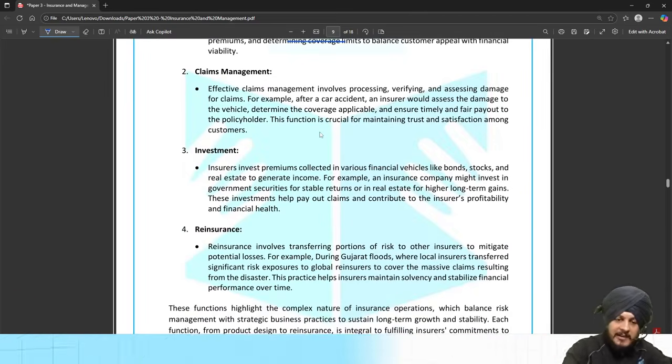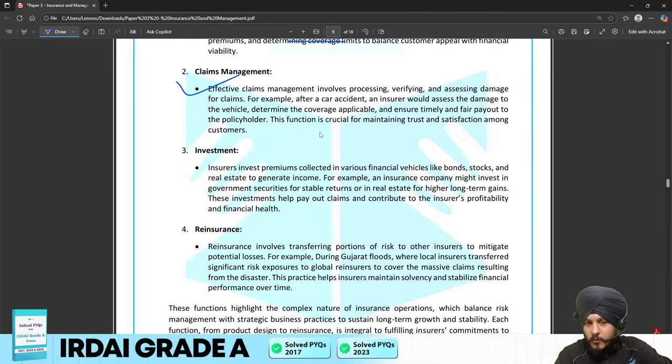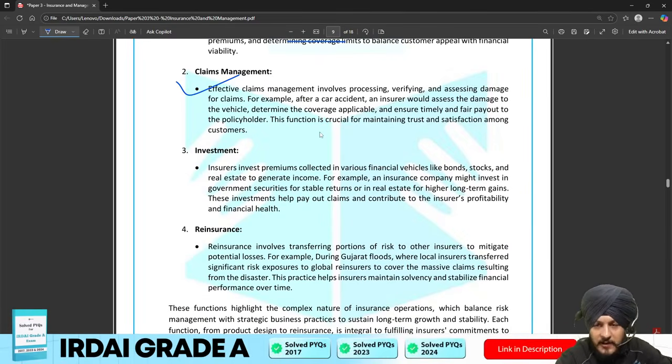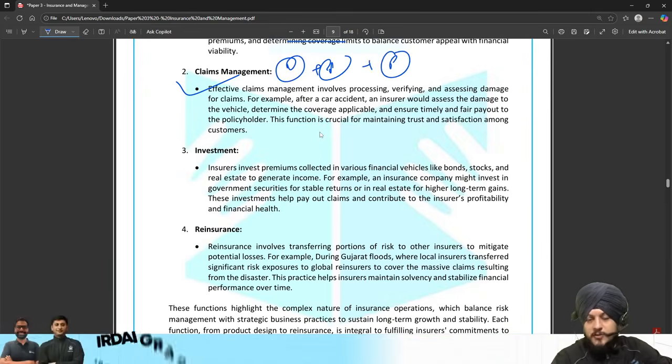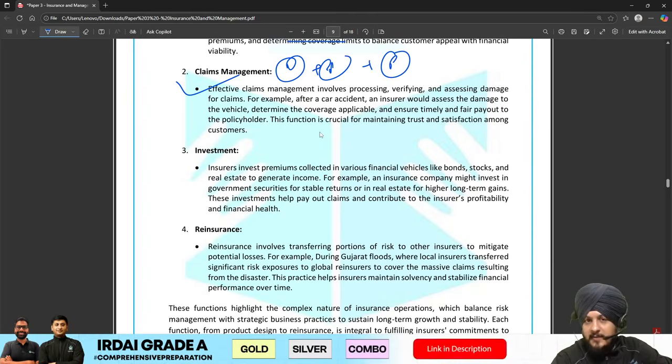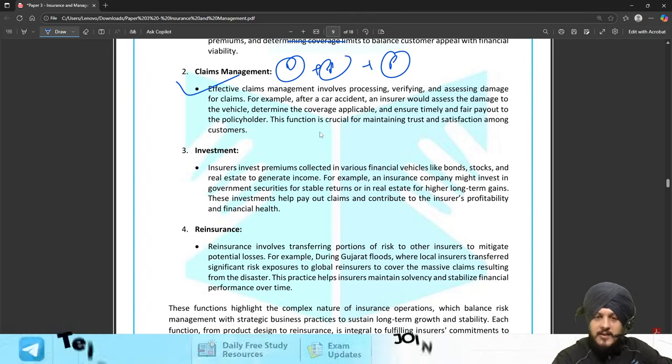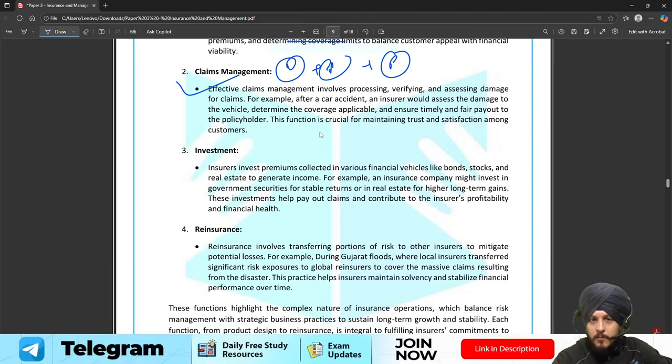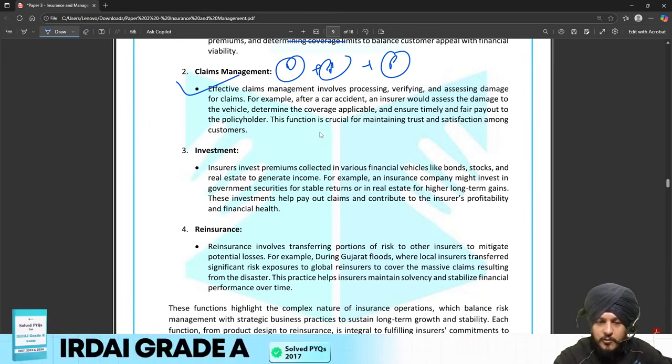Then the next is regarding claim management. We know that insurers play a very important role with respect to claim management. They have to verify the information, assess the damage, and maintain all the processing with respect to the insurance, so that the policy holder does not face any kind of difficulty with respect to filing the claims. So based on that, you have to write it. So based on that, you can write the example also.